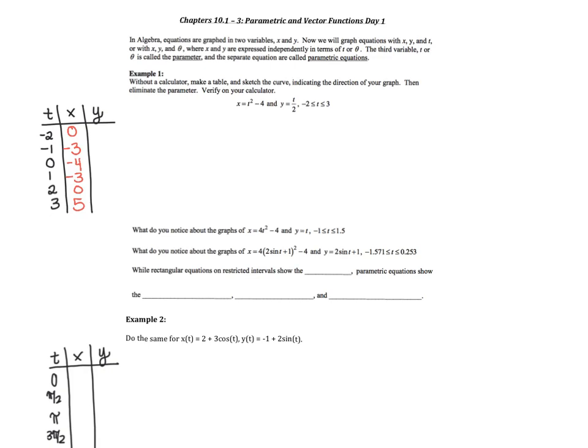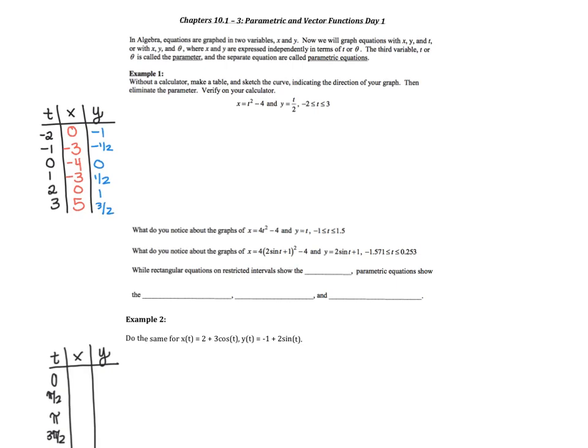Next, I'll go ahead and plug in those same values to y. So when I plug in -2, I return a -1. When I plug in -1, I return -1/2. When I plug in 0, I get a 0. When I plug in 1, I get a +1/2. When I plug in 2, I get a 1. When I plug in 3, I get a 3/2, or 1.5.